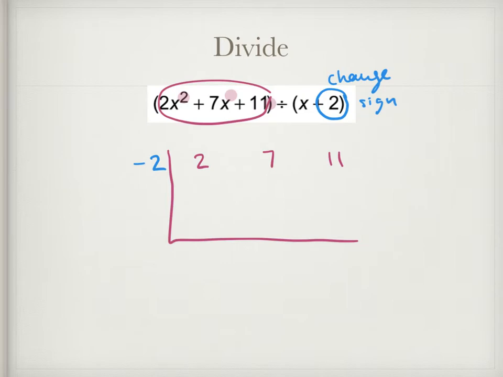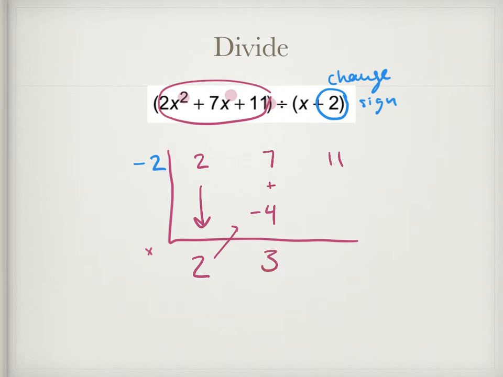We always start by dropping down this first number. Whatever's on the outside, we multiply. So we have negative 2 times 2. What's negative 2 times 2? Negative 4. So we put that here. Then we add what's on the inside. So what's 7 minus 4? 3.